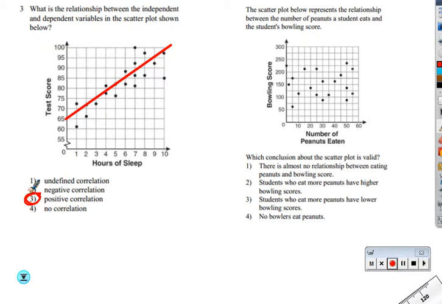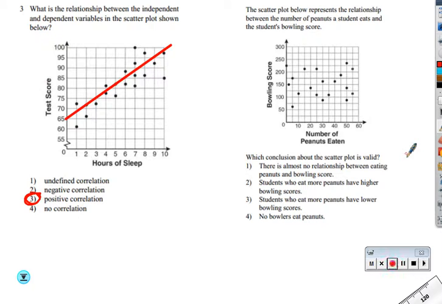Okay, next question. The scatter plot below represents the relationship between the number of peanuts a student eats and the student's bowling score. We can see the bowling scores all the way from 50 up to 300, and the number of peanuts eaten from 0 all the way to 60 peanuts. We are asked, which conclusion about the scatter plot is valid?